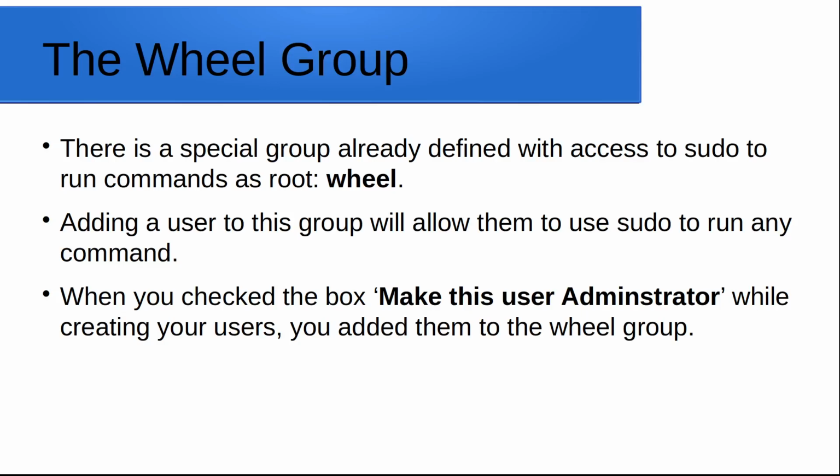When you did that, it added you to the wheel group. So this is a special group in Linux that has access to everything in sudo, so they can do everything that root can. So the easiest way to give a user access to sudo is just add them to the wheel group as an auxiliary group, right? As not their primary group. And then they can do everything. It's pretty great.